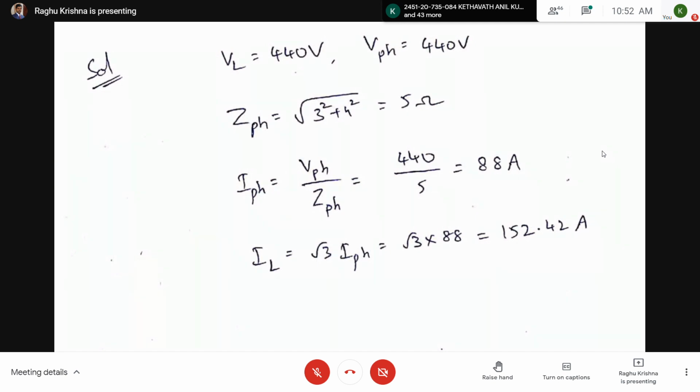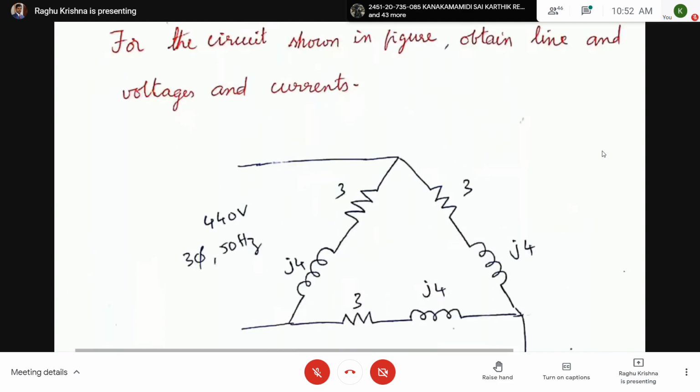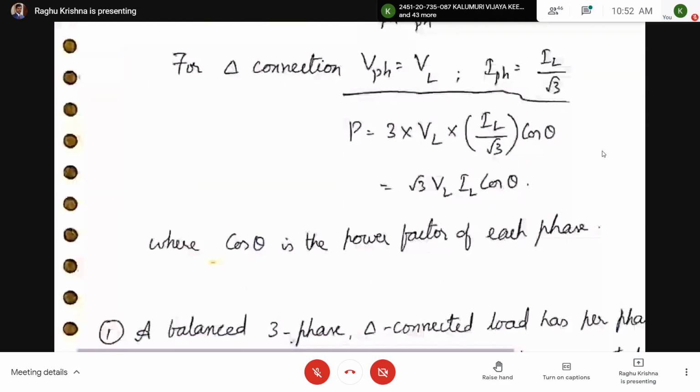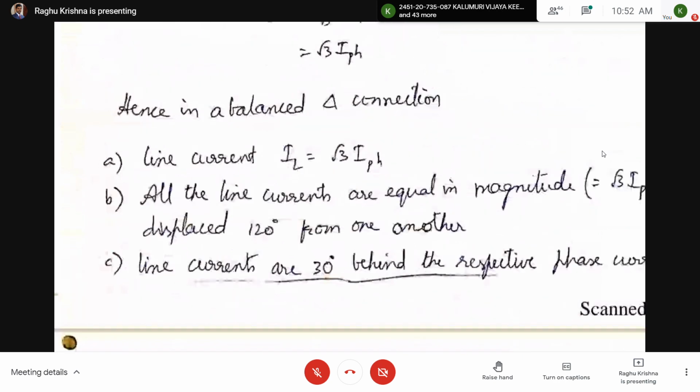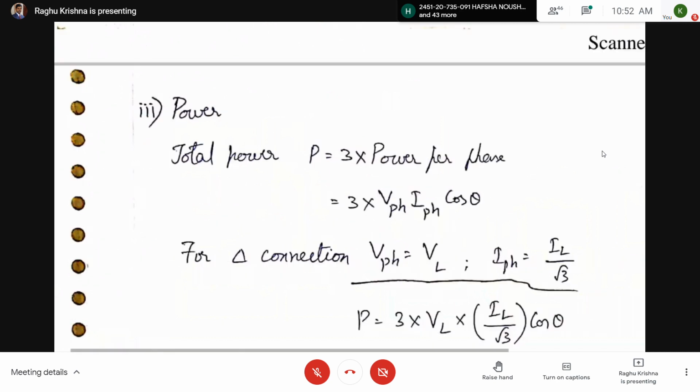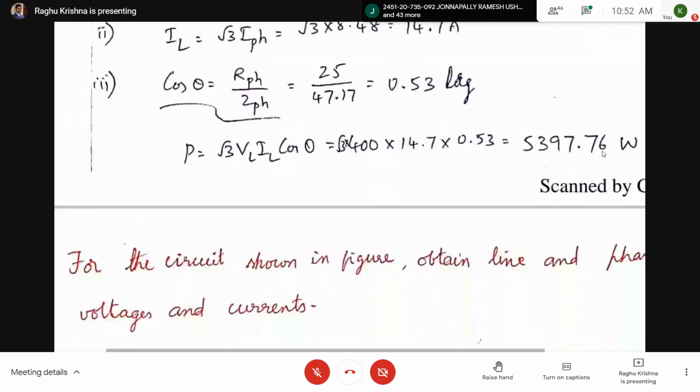So once you go through the derivations, see the important points here. For delta connection, IL equals √3 I phase. All the line currents are of equal magnitude and displaced by 120 degrees from one another. Next, line currents are 30 degrees behind the respective phase currents. This is for delta. Similarly, you can see the star one. So the phasors, you are going to remember by seeing this.